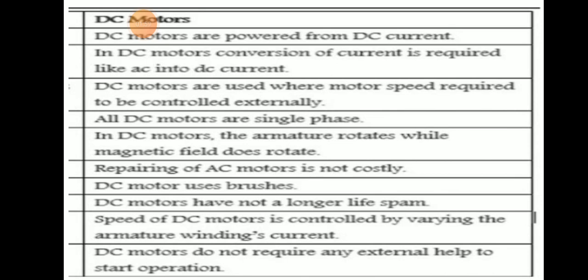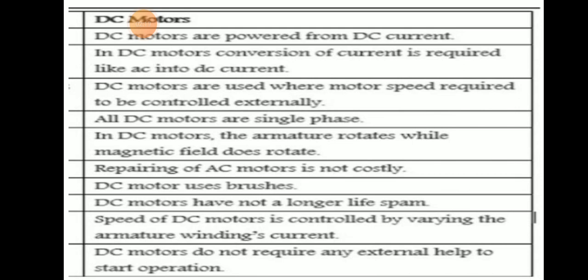Like I mentioned, for AC we can use both single phase and three phase. In DC only single phase is possible. In a DC motor, the armature rotates while the magnetic field does not rotate. In AC, it is the exact opposite. Armature will be the stator and the magnetic field will be the rotor. Here in a DC motor, the armature will rotate while the magnetic field does not rotate.